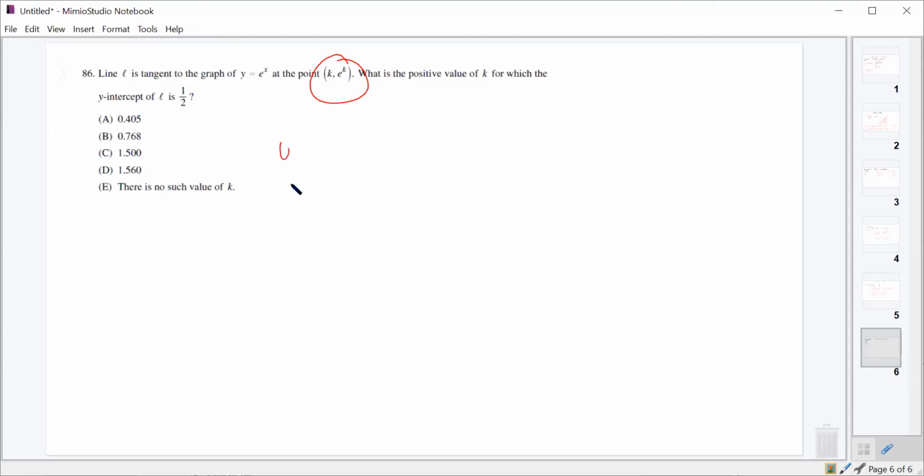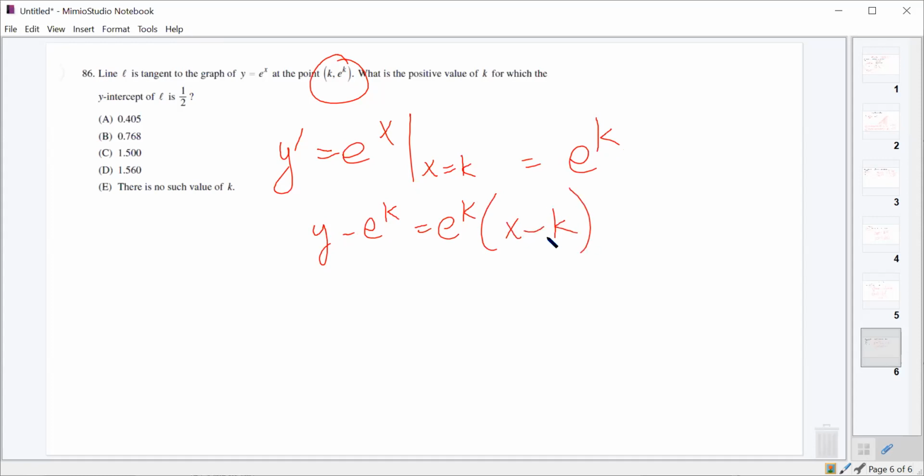There's our point. Our slope ought to come from the derivative, which is e to the x, and we've got to evaluate that at x equals k. So our slope ought to be e to the k. So we will write out the equation as y minus e to the k, y minus y1, equals slope e to the k, times x minus k.